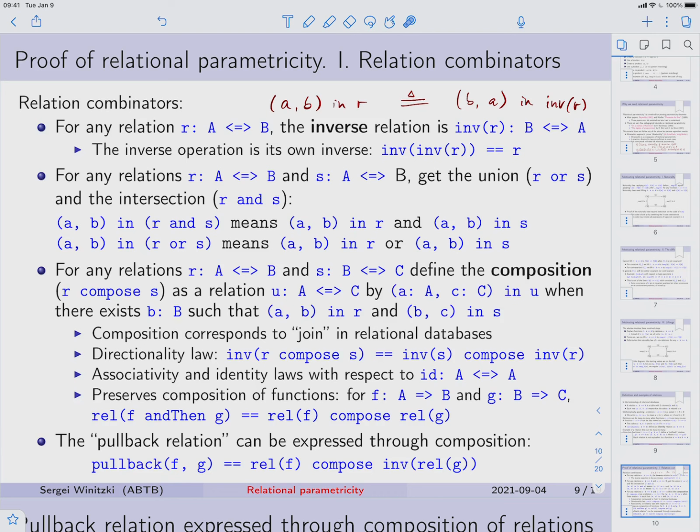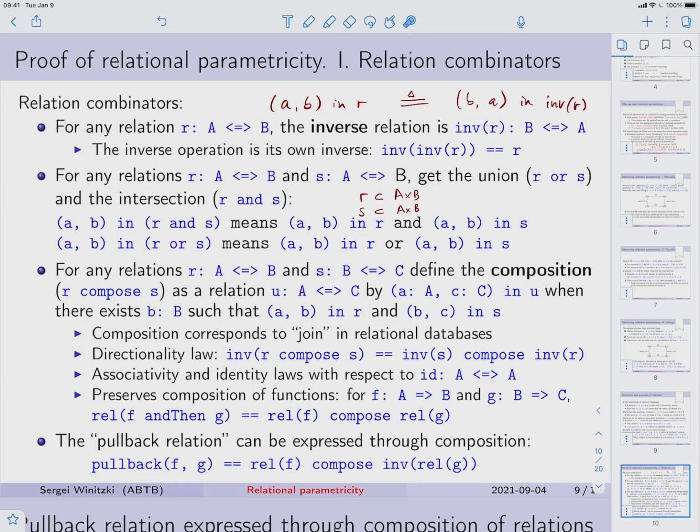Now, if I have two relations of type A to B, R and S, then I can take the union or intersection of these relations. Now, this is kind of easy because relations are subsets. Right, so relation R is a subset of the product A and B, and relation S is also a subset of A and B, and so we can have a union and intersection of these subsets, and it's again going to be a subset of A and B. So these are the definitions of what those mean.